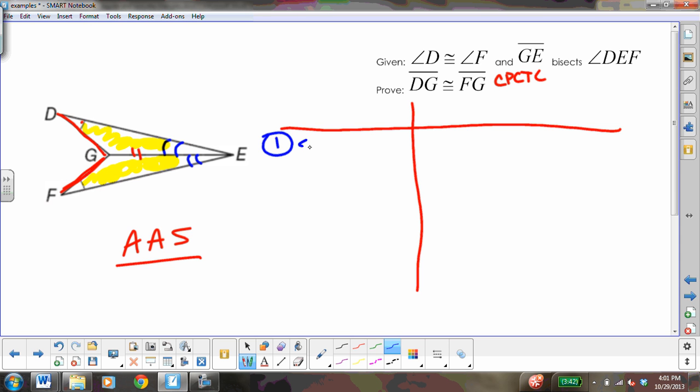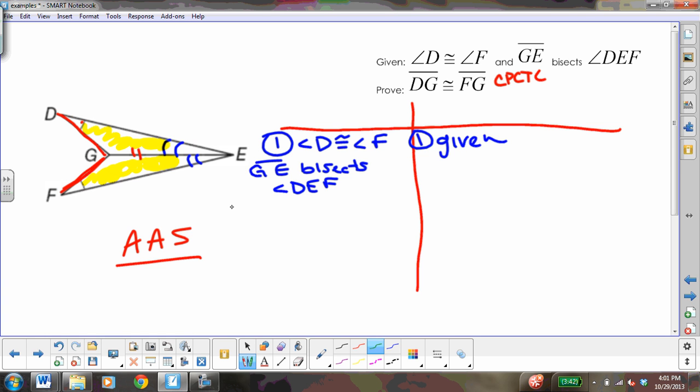So we'll start off with our givens. Angle D is congruent to angle F, and segment GE bisects angle DEF. I'll go ahead and deal with the bisecting.